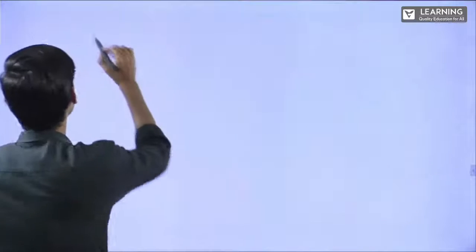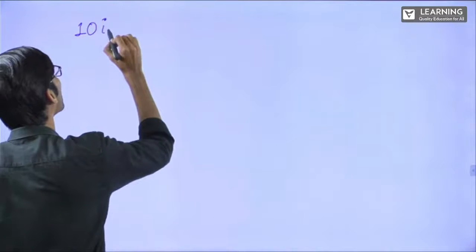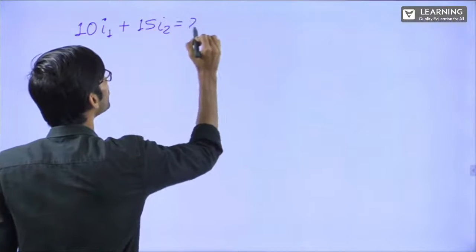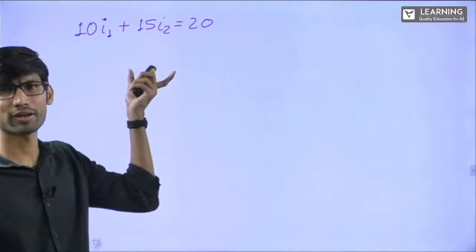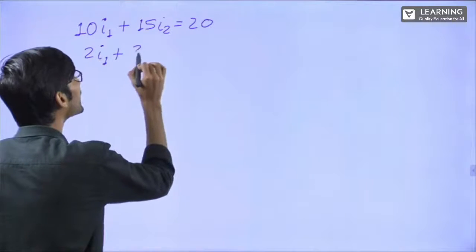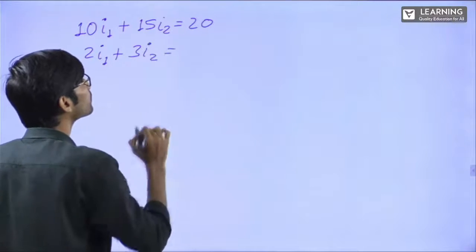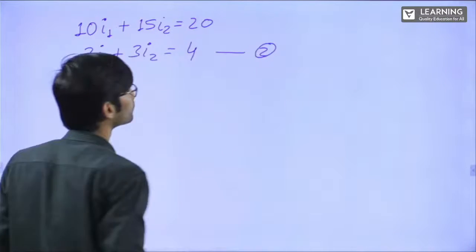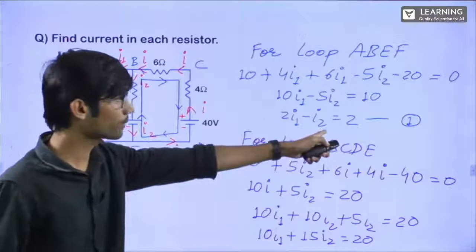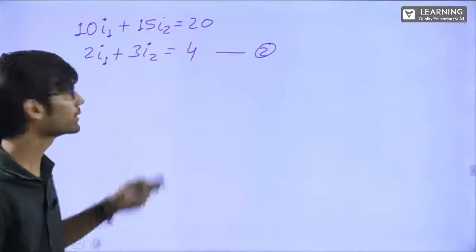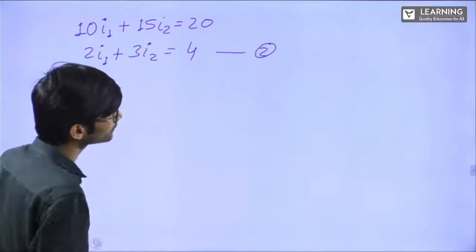The same equation, 10 I1 plus 15 I2 is equal to 20. I can divide this also by 5, the entire equation. 2 I1 plus 3 I2 is equal to 4. This is my equation number 2. First equation is this one. Second equation is this one. We can solve these two equations, simultaneous equations. So let us solve this.